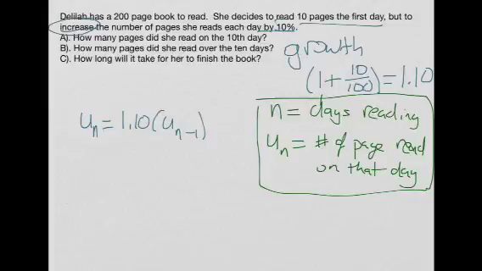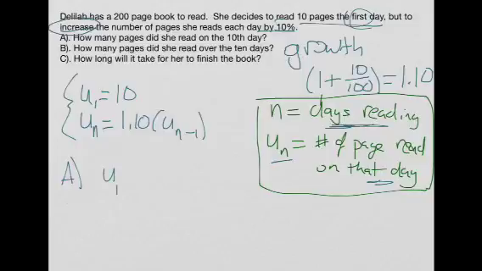Like our first question here is, for my starting value, do I want U sub 0 or U sub 1? Well, since my U sub n is the number of pages read on that day, and the n is the number of days you've read, the first day she read 10 pages, so that first value has to be U sub 1. So U sub 1 is 10. To figure out part A, we want to know how many pages she read on the 10th day. That's just going to be U sub 10. And I used my calculator, plugged in the recursive formula, and I got U sub 10 is 23.6. So she read 23.6 pages on the 10th day.